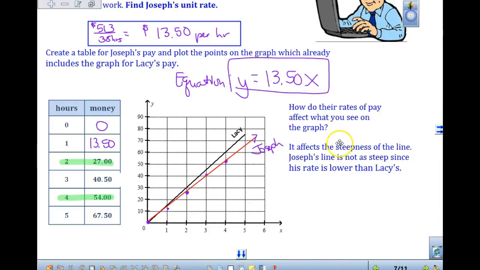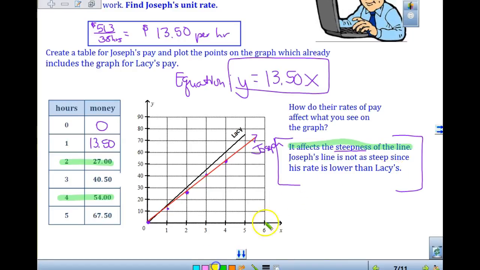It affects the steepness, and this is the key thing that we want to get across to you. What does the rate of change, or that unit rate, affect? It affects the steepness. So please write this down. Some of you aren't writing anything. It affects the steepness of the line.